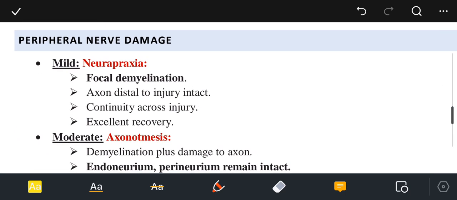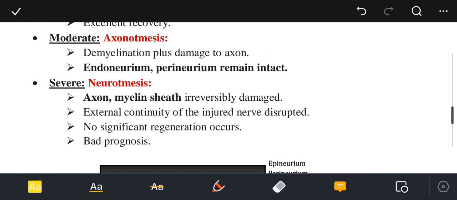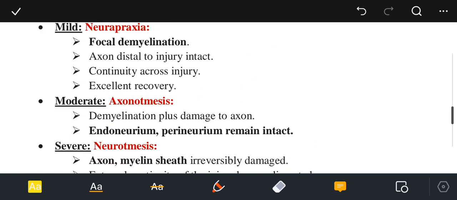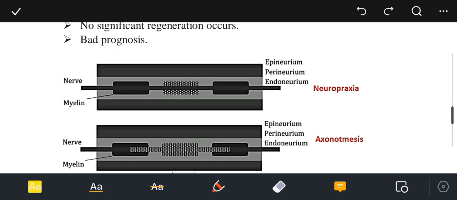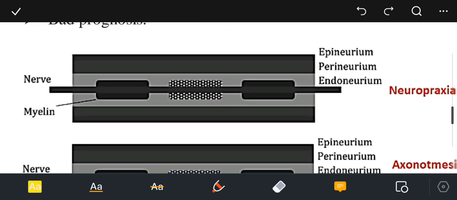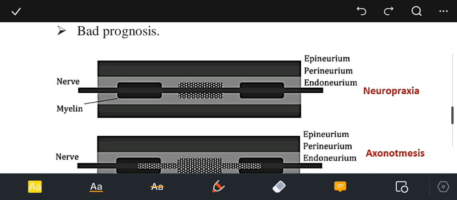We have talked about that when we were discussing the Wallerian degeneration, but now there is the concept of neuropraxia, axonotmesis, and neurotmesis. So neuropraxia is focal demyelination. The axon distal to the injury is intact, there is continuity across the injury, and there are excellent chances of recovery. This is the concept of neuropraxia: there is no damage to the axon.